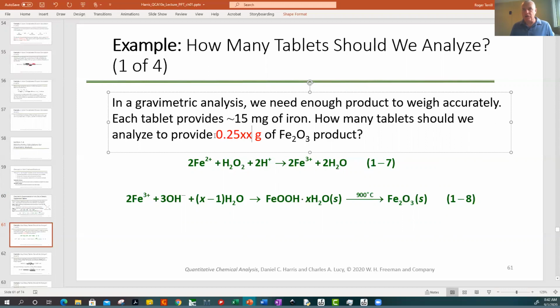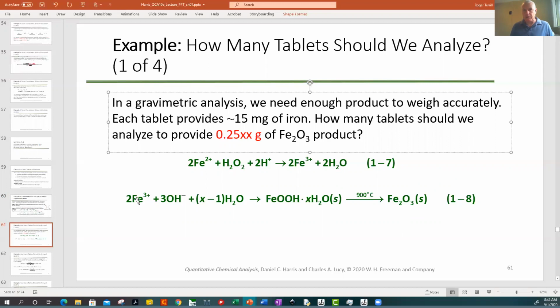So you can say, well, how much iron, how many tablets, right, do we need to get this much product? So the way to do that is you look back at the stoichiometrics. Well, here, there's no change in mass here, in the oxidation. But here we've got iron Fe2O3, right?